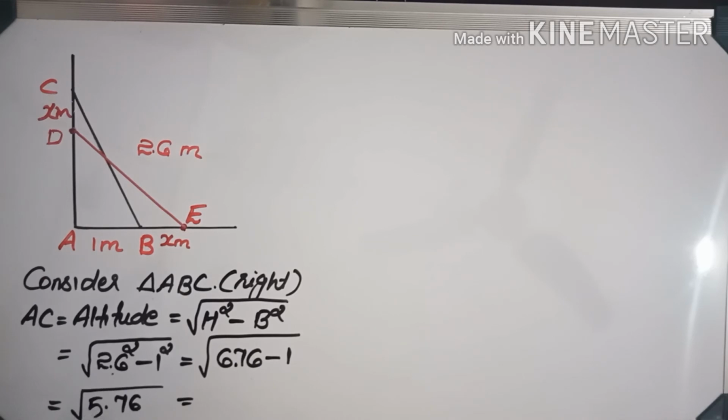Now we need to find root 5.76. So for that, let's avoid the point. 576. What is the root of 576? It is 24. Now we need to put the decimal. In here, 2 numbers after the point, so in the answer it will be only one number, just half. So 2.4 will be the answer. That means this altitude is 2.4 meter. So AC equal to 2.4 meter.